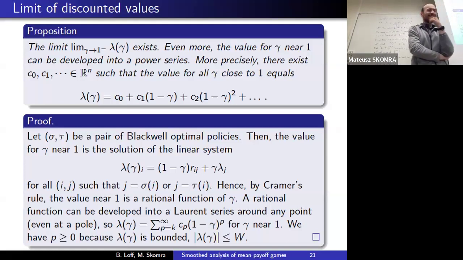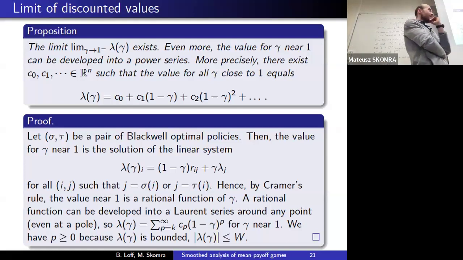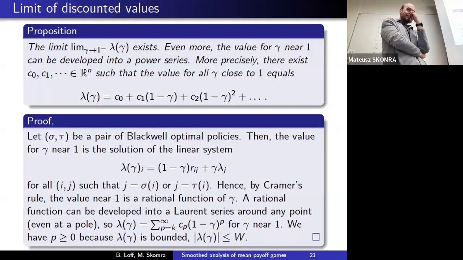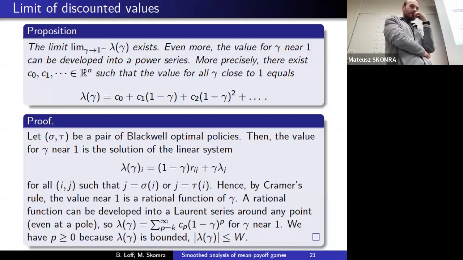So the inverse of A is given by Cramer's rule, and that's some two determinants. And the determinants are what? Just some polynomial in gamma, if you fix R and only change gamma. So this is a polynomial in gamma.